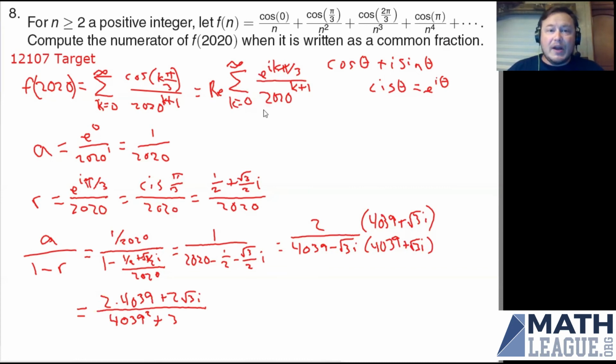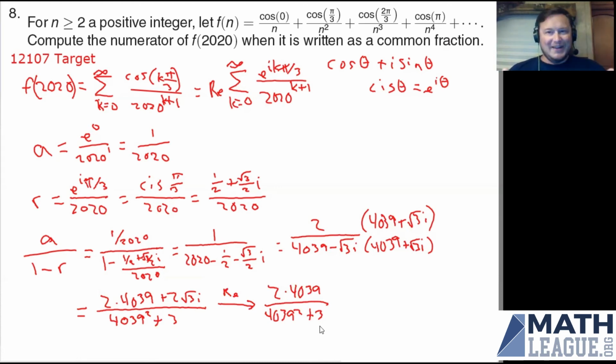Okay, so this is a better form for us to deal with. Again, this is the sum that we had up here, but in order to get the actual f of 2020, I'm going to need to take the real part of this sum. All right, so we want to take the real part of this, and the real part basically means I'm just going to get rid of the imaginary part, so this goes away, and all that's left is the 2 times 4,039 on the top, 4,039 squared plus 3 on the bottom. This is f of 2020.